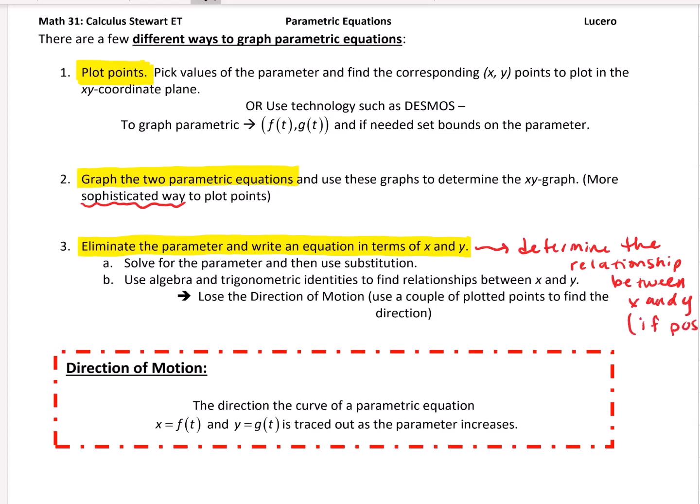Sometimes that's not possible, but if it is, it's a nice way to come up with the explicit definition of the curve. The problem with that, though, is that we do lose a little bit of data. We lose the parameter, so we lose things like the direction of motion, which I defined when we were talking about those first couple of graphs. The direction of motion is just the direction of the curve as the parameter increases.